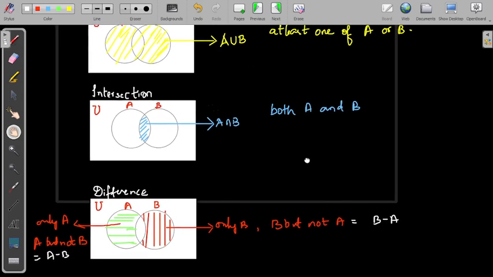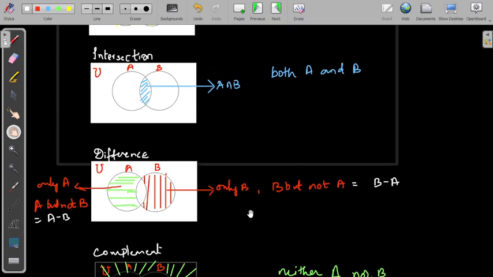Now suppose the problem asks to find the number of elements in only B, or in B but not A. In that case we have to find the number of elements in B minus A. Only B stands for B minus A, B but not A stands for B minus A. Only A stands for A minus B, A but not B also stands for A minus B.